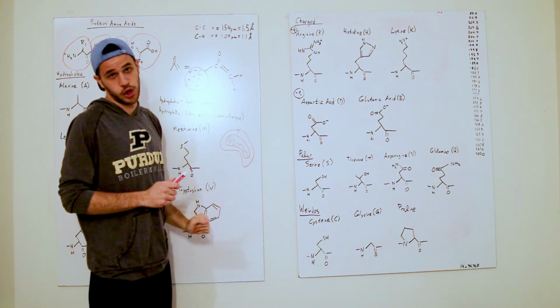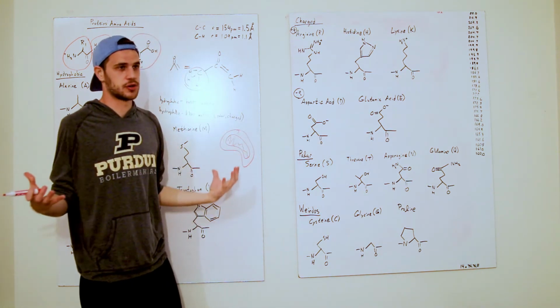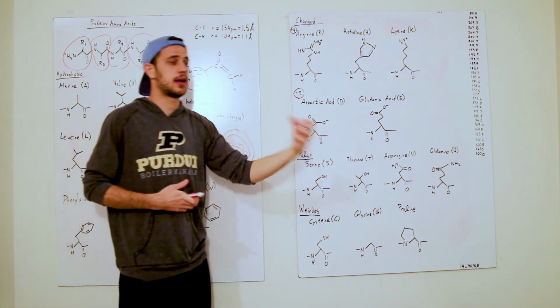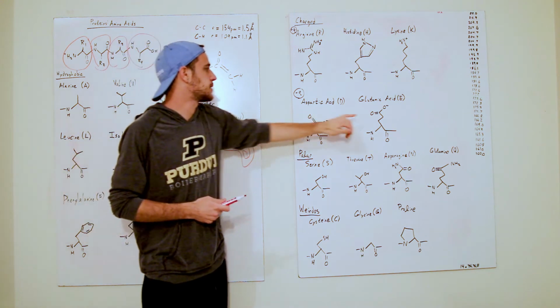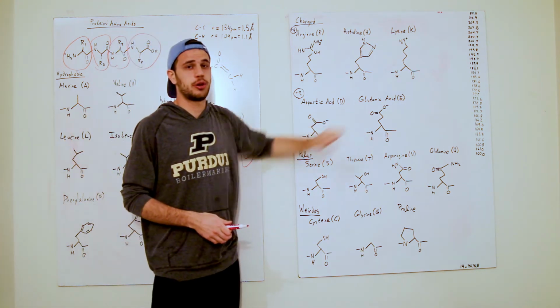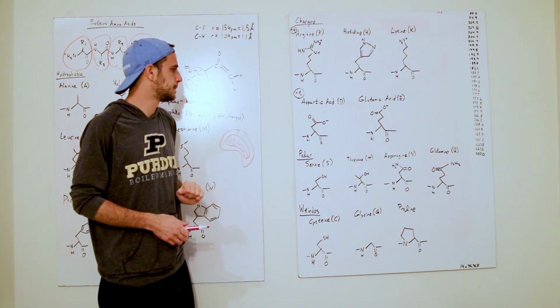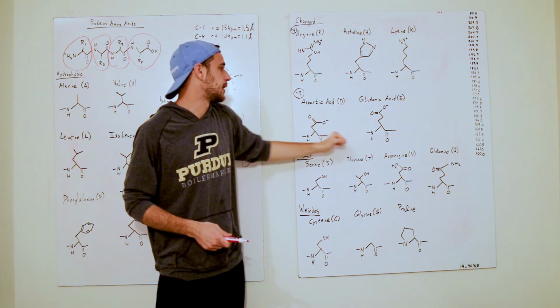Now we have negative charge. So these are different amino acids that have negative charge, so they have more electrons than protons. And we have two guys, aspartic acid and glutamic acid. Usually you might hear them called aspartate or glutamate. These guys have two oxygens at the end.